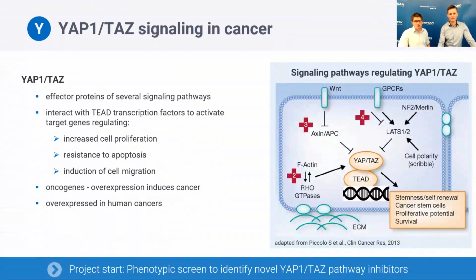As of now, there's quite a bit of evidence that there's a strong role for YAP1/TAZ signaling in cancer, not only in flies, but also in model organisms such as the mouse, and unfortunately also in humans. So what are YAP1/TAZ? They're effector proteins of several signaling pathways. If you look at this complex cartoon on the right side, you see that YAP1/TAZ are proteins at the nexus of several signaling pathways. They integrate various signaling pathways, and they interact with transcription factors called TEAD transcription factors. And that leads to an activation of target genes.